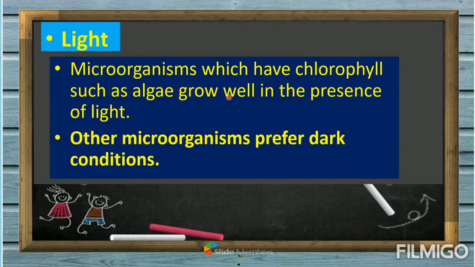Light. Some microorganisms have chlorophyll. Do you still remember what chlorophyll is? Last week we discussed chlorophyll. Chlorophyll is the green pigment of the plants where it traps light energy for the plants to make their own food. Okay, an example of a microorganism that has chlorophyll is algae. So algae grow well in the presence of light. Other microorganisms prefer dark conditions.